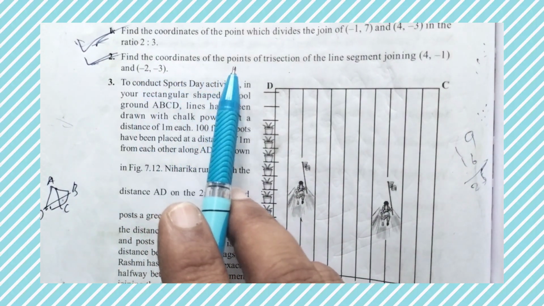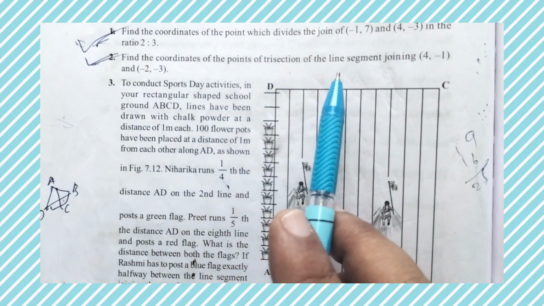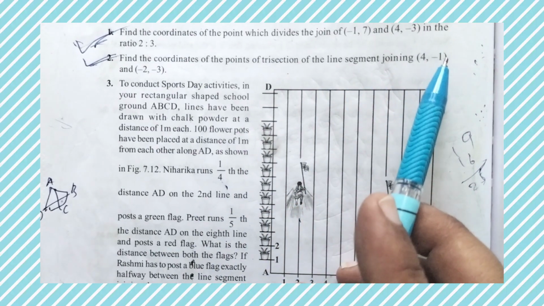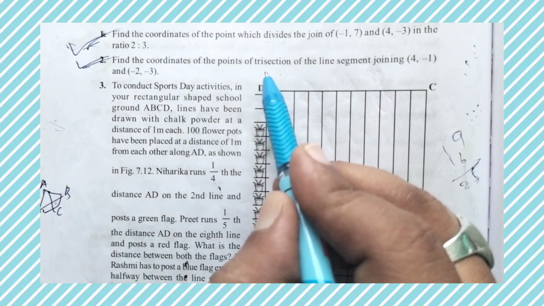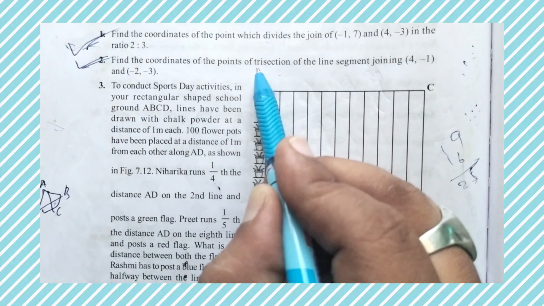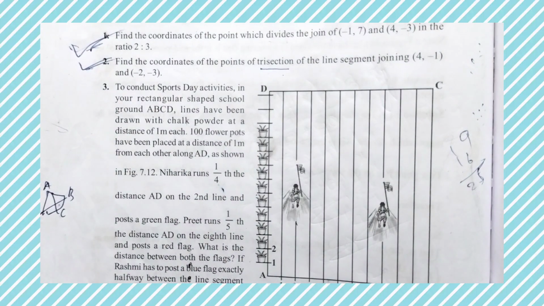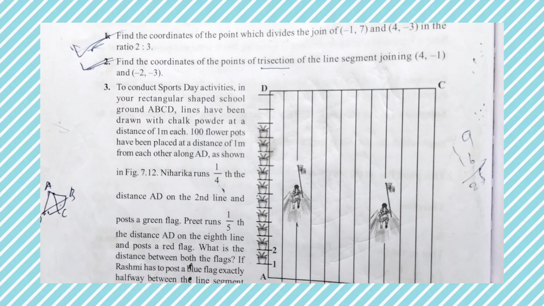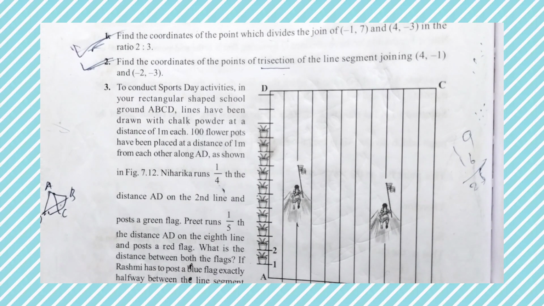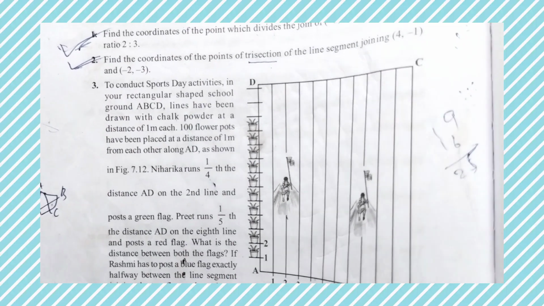Find the coordinates of the points of trisection of the line segment joining 4 comma minus 1 and minus 2 comma minus 3. Here they have used one word, that is called trisection. Trisection means the given line segment is divided into 3 equal parts. Tri means 3, section means divide. So dividing the given line segment into 3 equal parts is called trisection. Now let us understand this question.